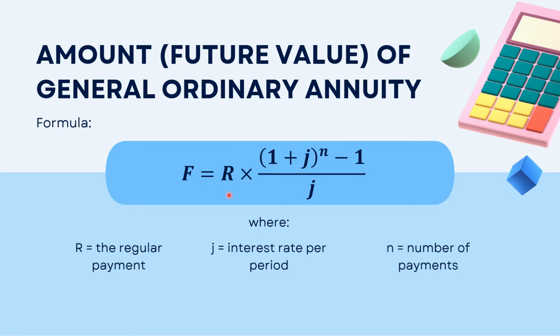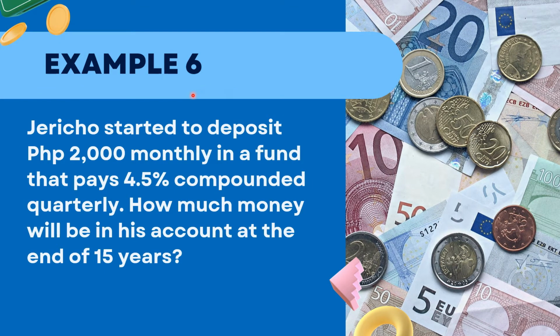Ang pinagkaiba lang po dito, again, kukunin natin equivalent rate nitong interest rate per period natin with the payment interval. Let's have this example number 6. Jericho started to deposit 2,000 pesos monthly in a fund that pays 4.5% compounded quarterly. How much money will be in his account at the end of 15 years?